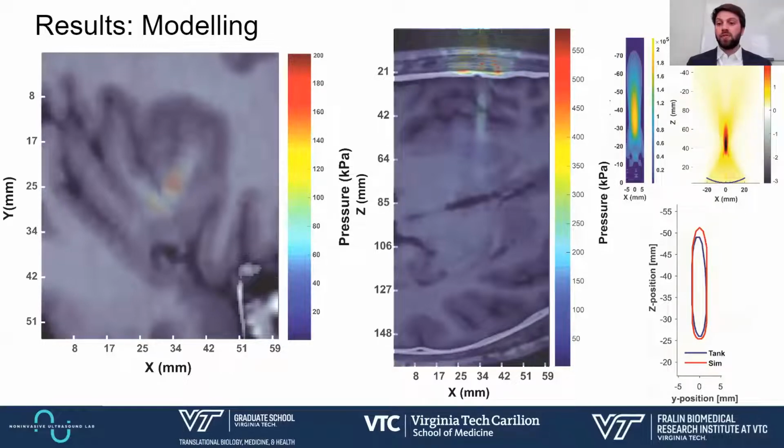On the right, you can see the results of our tank data and the k-Wave simulation. On the top left, you have the tank data, and then right next to it, you have the results of the k-Wave modeling. Below, you have an overlay of the full width half max, showing that we have good agreement between our tank data and the simulation.